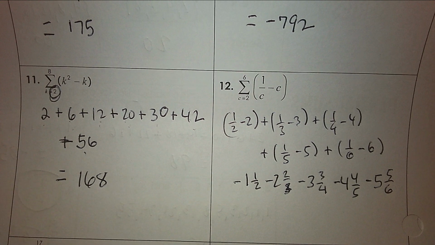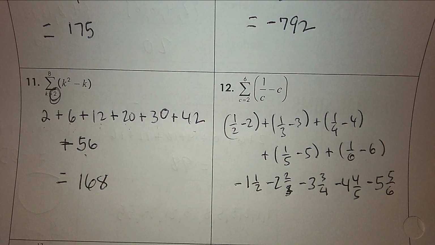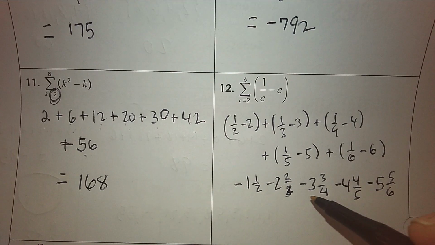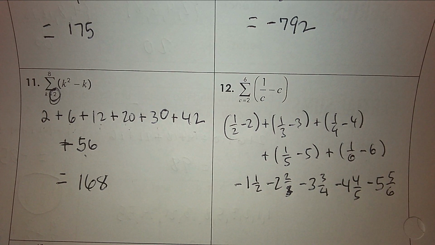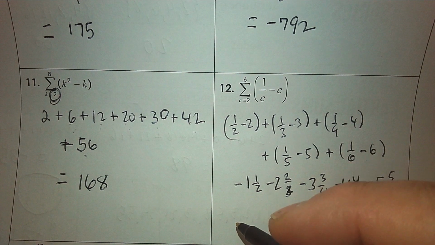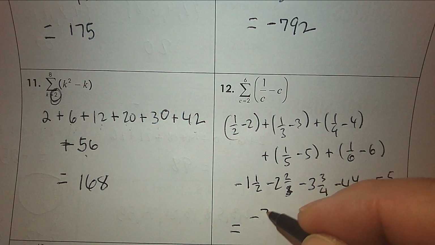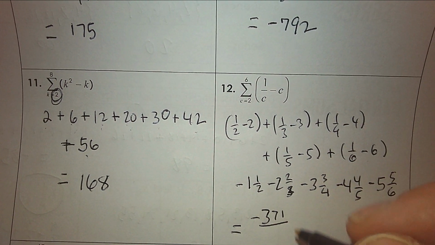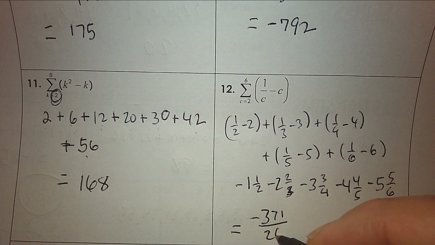And they're mixed numbers. You could also write it as negative 3 over 2 or negative 8 over 3 and so on. Add it up. And if it's an improper fraction, you get negative 371 over 20.